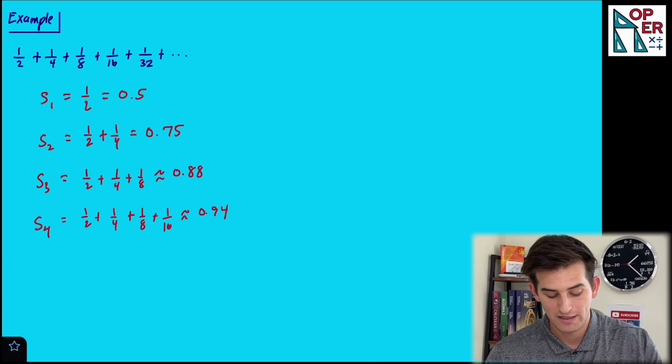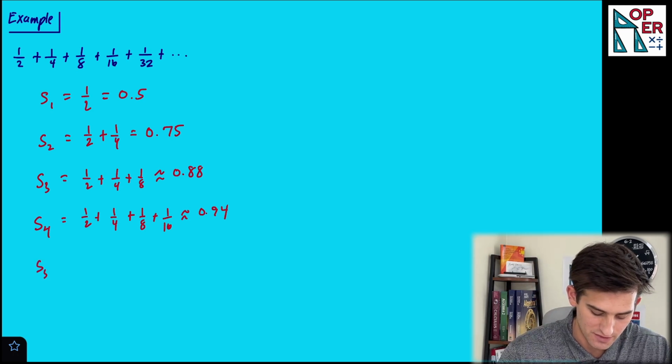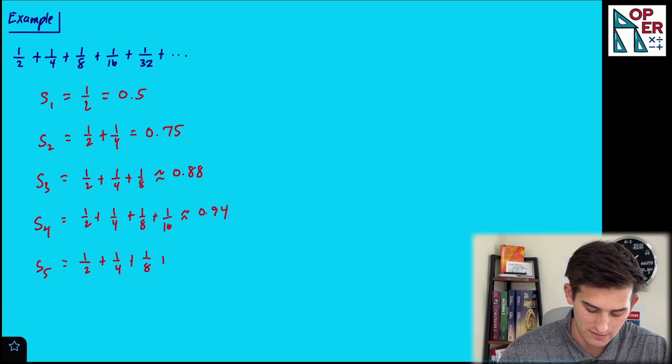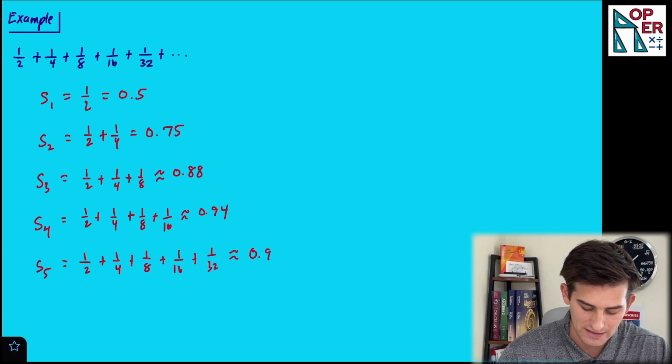0.94. Now we have a fifth term. Let's do that one more time. So the sum of all five terms that are visible on the screen right now, 1/2 plus 1/4 plus 1/8 plus 1/16 plus 1/32, is going to give us approximately 0.97.